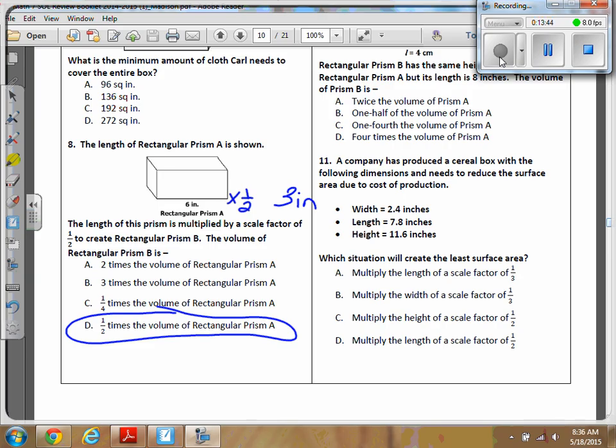So number 11 says a company has produced a cereal box with the following dimensions and needs to reduce the surface area due to cost of production. Which situation will create the least surface area? So we're trying to make it the smallest surface area. We can multiply the length by a scale factor of 1/3, multiply the width by a scale factor of 1/3, or multiply the length by 1/2. Well, the height is the largest. So if we can minimize that height, then it's also going to minimize the surface area. So if we take that height and cut it in half, that's going to give us the smallest surface area.